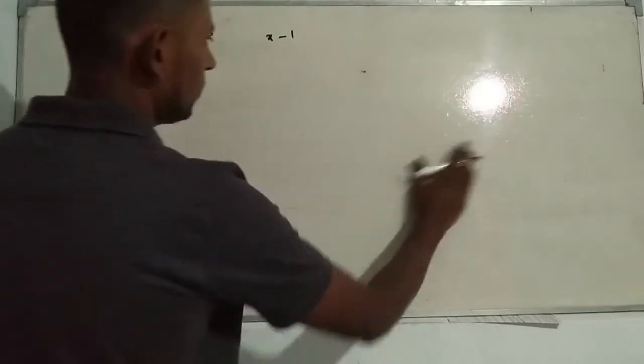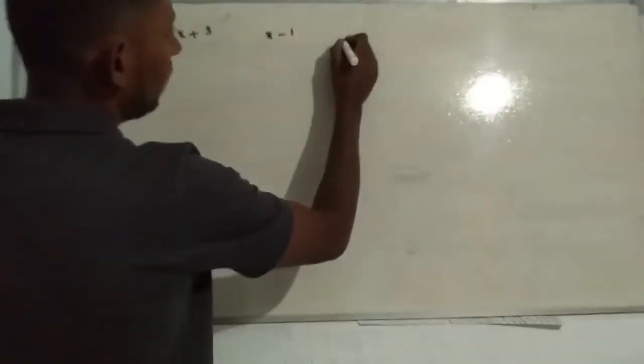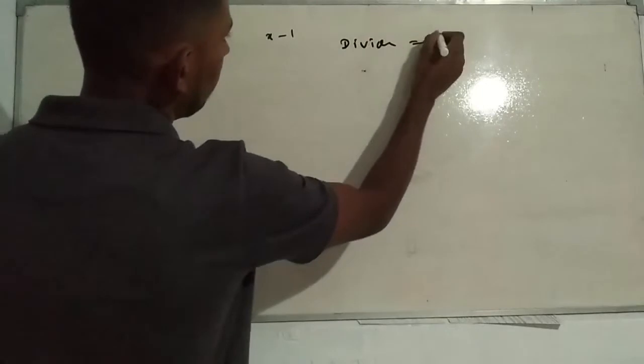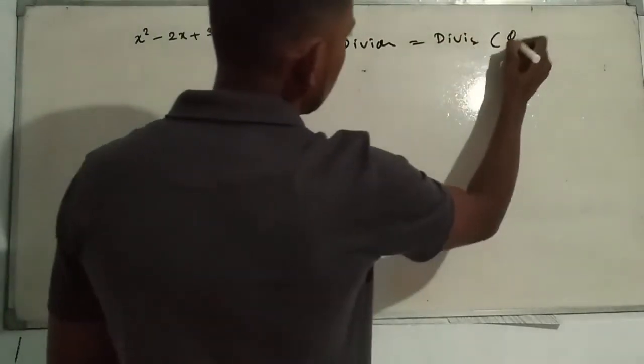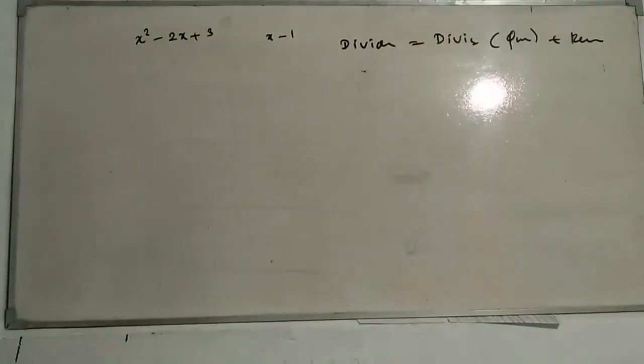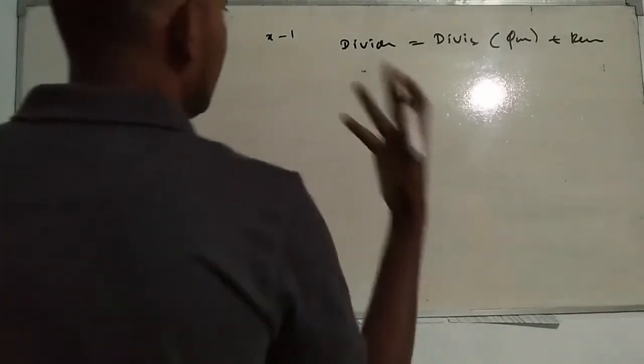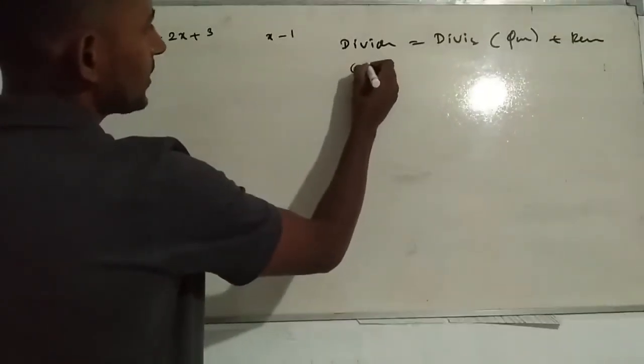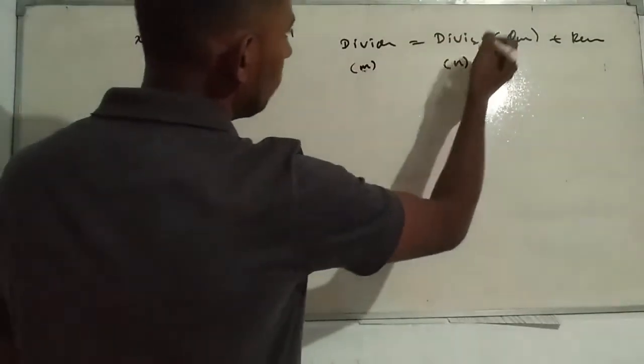First, if you can remember, what is the division algorithm? We can write the division algorithm like this: dividend is equal to divisor times quotient plus remainder. We say that this is the division algorithm. Now, we know how to find the degree of the quotient. There is a method to find the degree of the quotient. Let's assume that the degree of the dividend is m and the degree of the divisor is n.